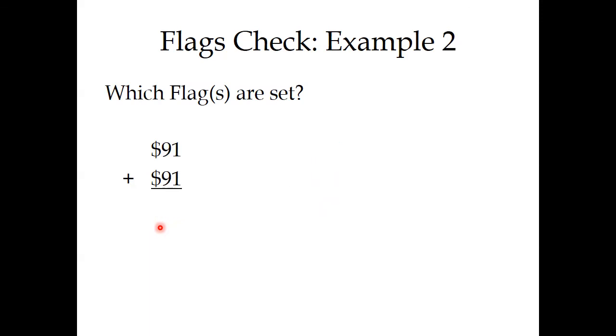Let's look at another example. Let's say we are adding 2 numbers, 91 and 91 in hex. Okay? And this is the result. Now this time, the result is not negative. Again, the result is 22, okay? Which is not a negative number, so the negative flag is 0. It's cleared. The result is not 0 because 22 is the result.